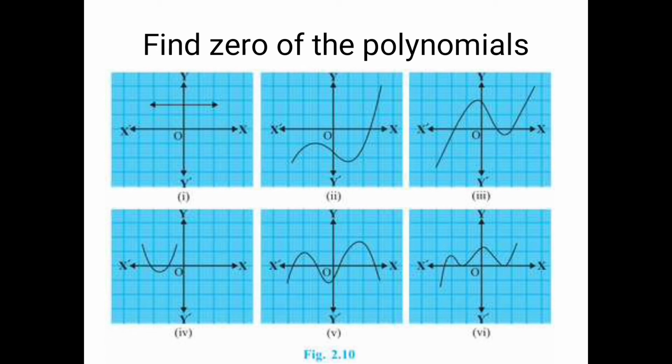And in the third graph, we can see that the curve is intersecting the x-axis at 3 different points. So here we have 3 zeros. So on, we can do it for graph 4, graph 5 and graph 6 also. Here we can see that in graph 6, the curve is intersecting at 3 points. And in graph 5, we can see that the curve is intersecting the x-axis at 4 different points. So here we have 4 zeros.